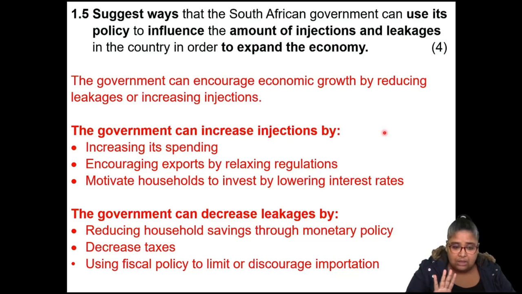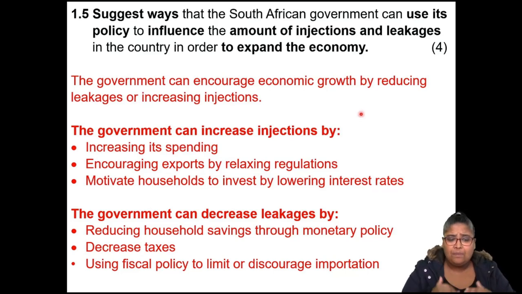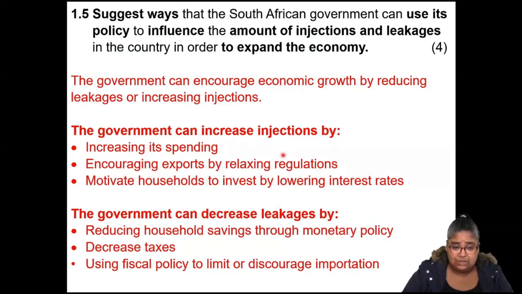Remember, it's only 4 marks. So basically, two full sentences or two facts that are given, okay? If you want to give a combination of both, that would also be accepted because you're basically giving one way that injections can be increased, and you are also supplying a way that leakages could be decreased or lowered. So how can the government increase injections?